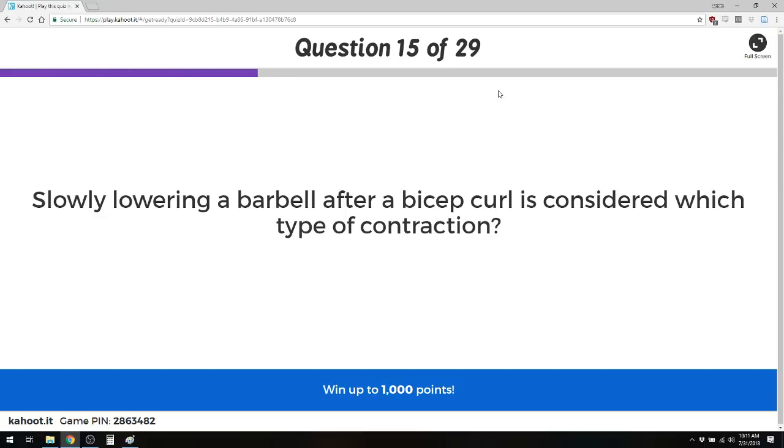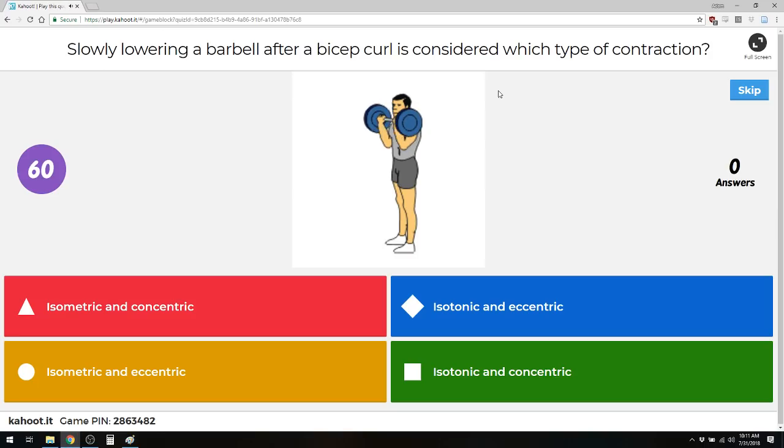Okay, let's say we're slowly lowering a barbell after a bicep curl. This is considered what type of contraction?